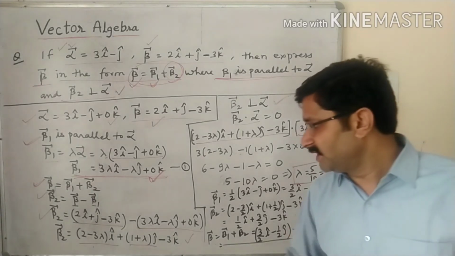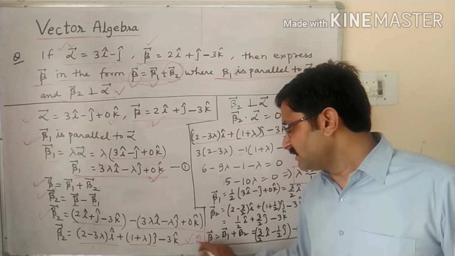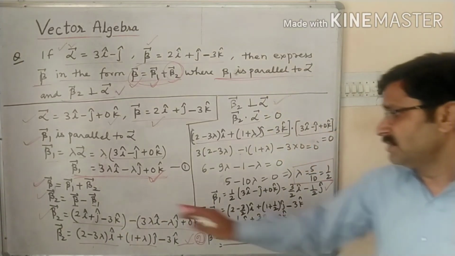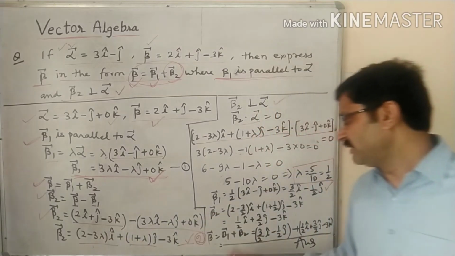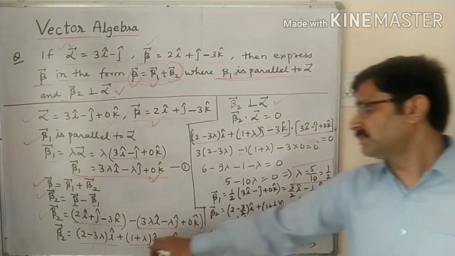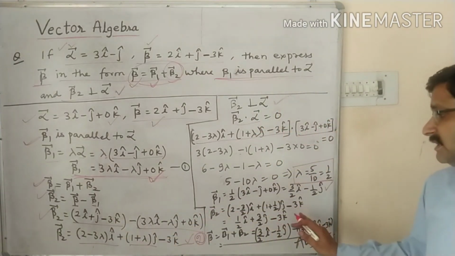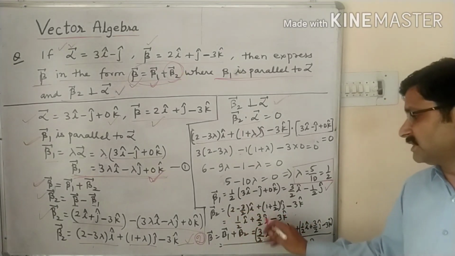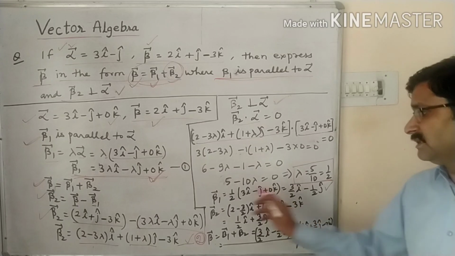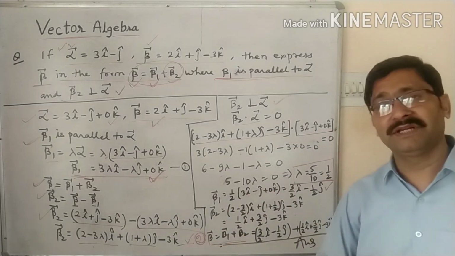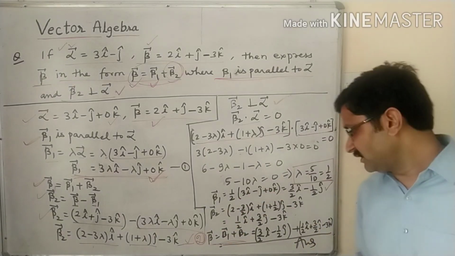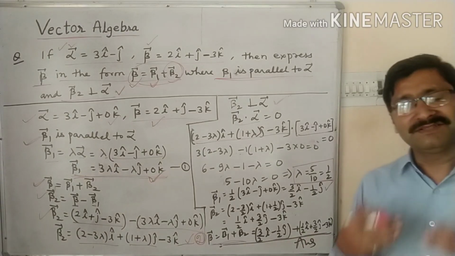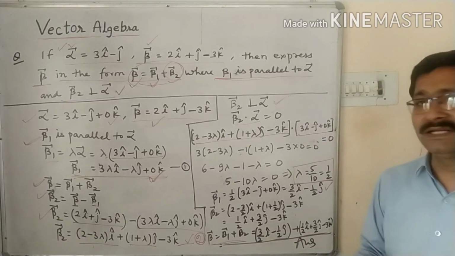Similarly you find beta 2. Beta 2 we already have; this is equation number 2. Here you put the value of lambda as 1 by 2, so 2 minus 3 by 2 i plus 1 by 2 j minus 3k. Solving this, you get 1 by 2 i plus 3 by 2 j minus 3k. This is beta 2. Now this beta you have to write in the form of beta 1 plus beta 2. So this is beta 1 and the second is beta 2. This is very simple, so you can understand this.